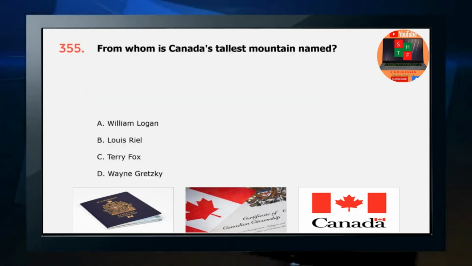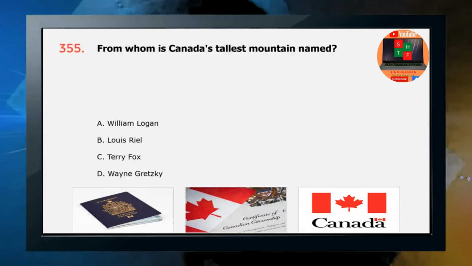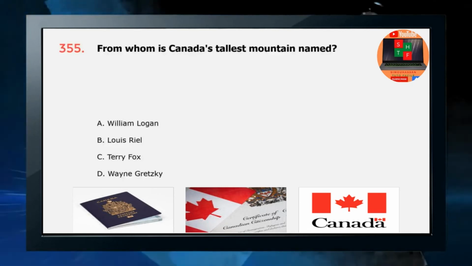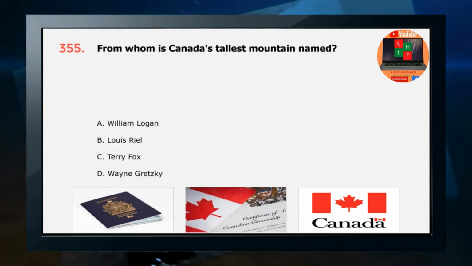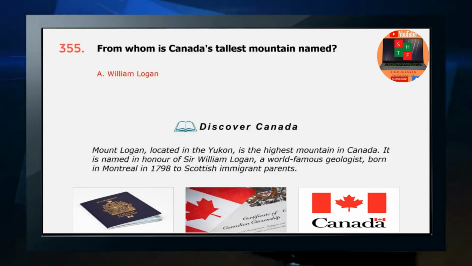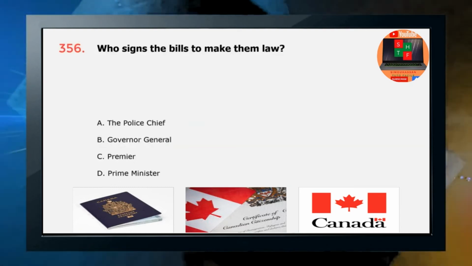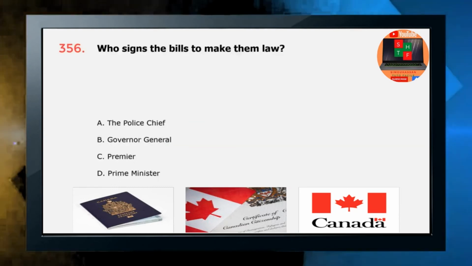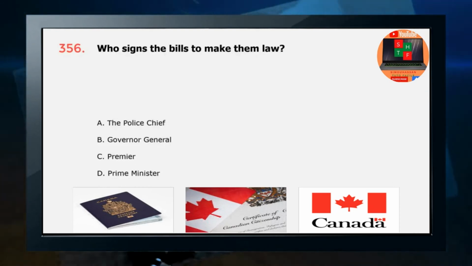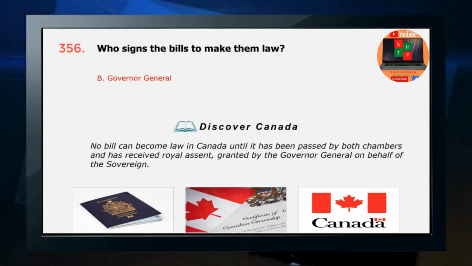Question 355. From whom is Canada's tallest mountain named? A. William Logan. B. Louis Riel. C. Terry Fox. D. Wayne Gretzky. The answer is A. William Logan. Question 356. Who signs the bills to make them law? A. The Police Chief. B. Governor General. C. Premier. D. Prime Minister. The answer is B. Governor General.